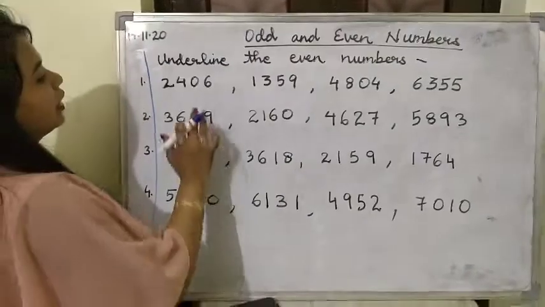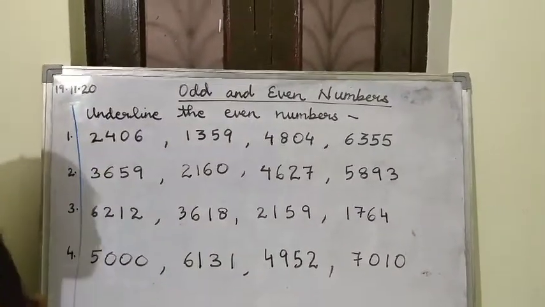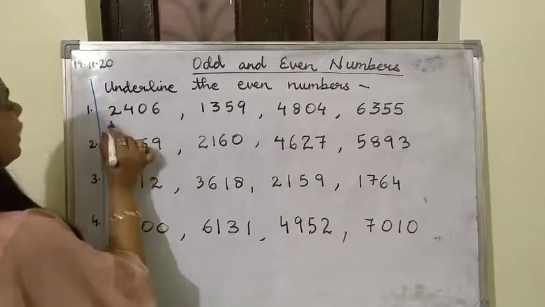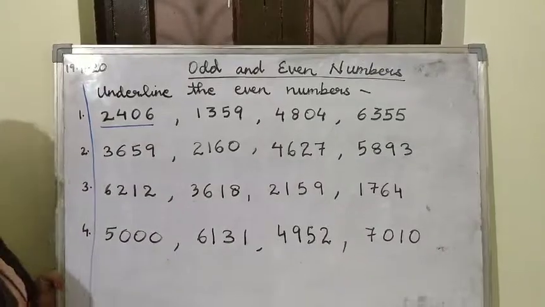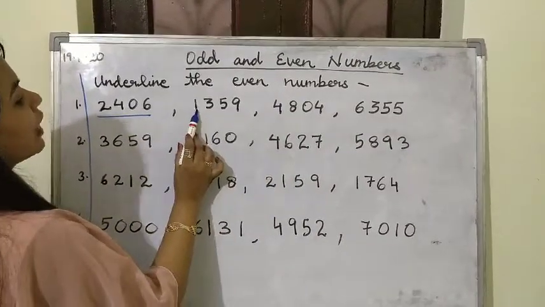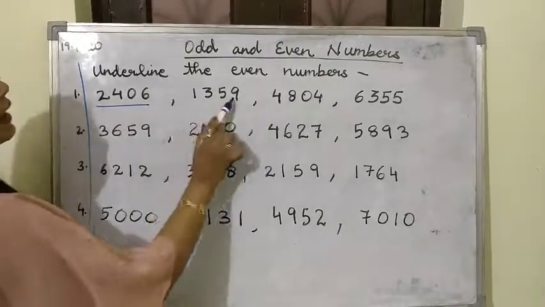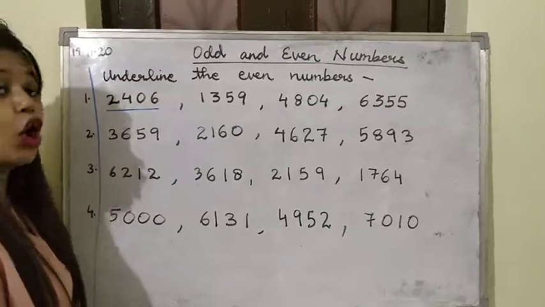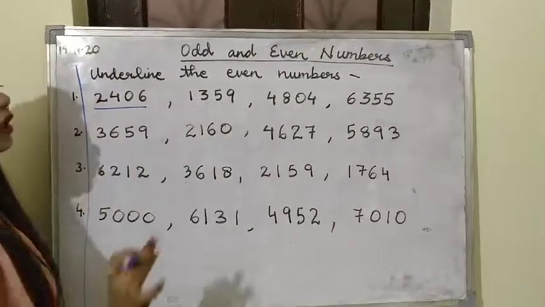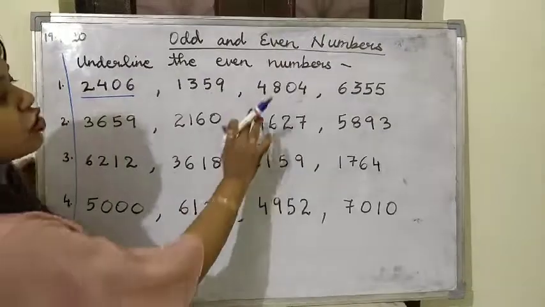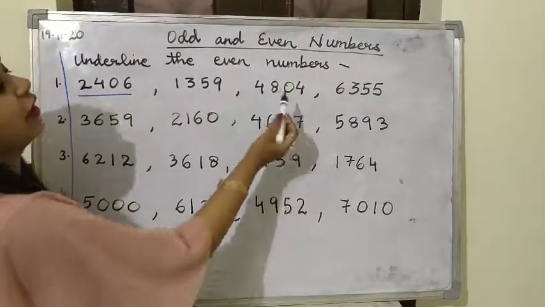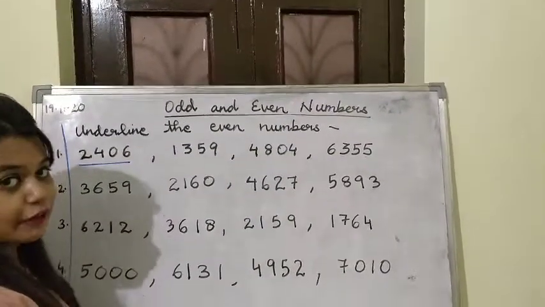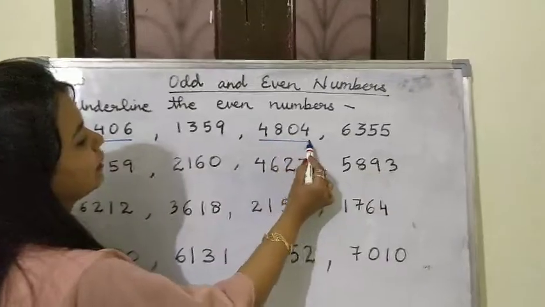So in this first question you have to underline the even numbers. Let's see the ones digit here. It is 6. So 6 is your even number or odd number boys? Even number. So we will underline this number. Right? Now let's see another number. 1359. So 9 is at ones place. Now 9 is an even number or odd number? 9 is an odd number. So we will not underline this number. Now let's see another number. 4804. So the ones digit is 4. So 4 is an even number or odd number? 4 is even. So we will underline this complete number.